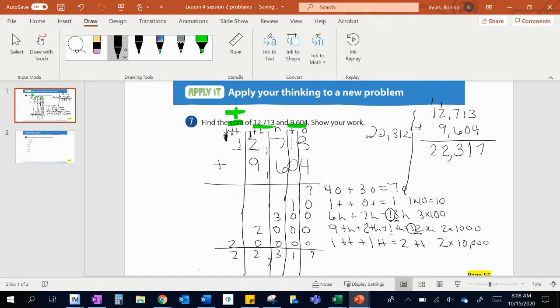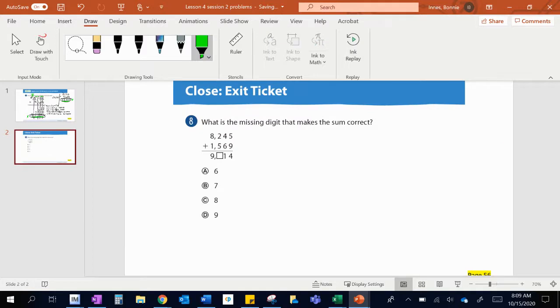I have 22,317 in the same number as when I did it in the partial product way. They are the same, so I know that my answer is correct. All right, so I'm going to go to the next problem that we're working on.